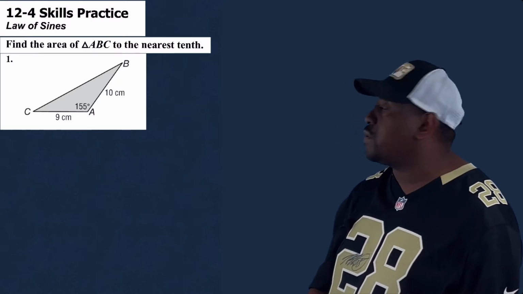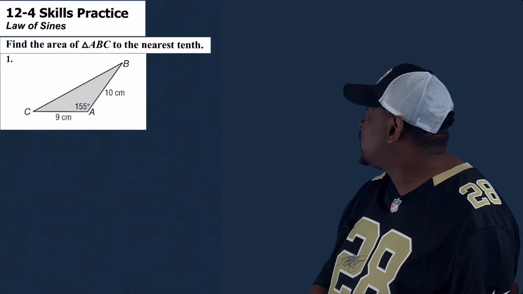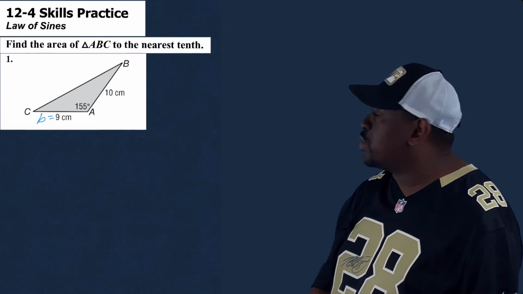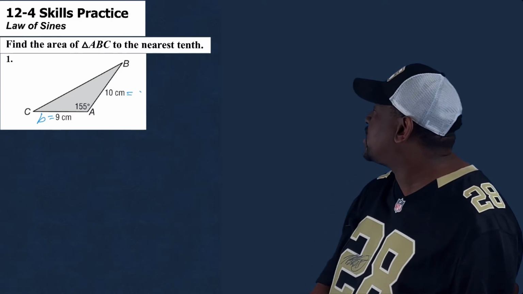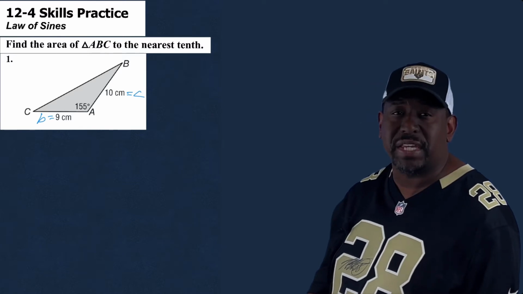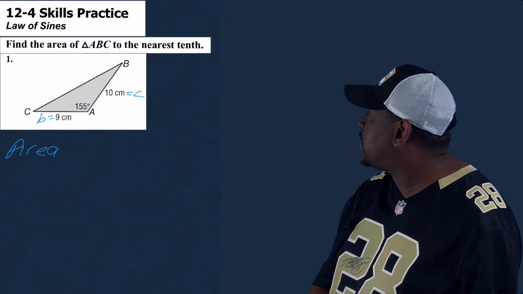So we start with this first problem that says find the area of triangle ABC to the nearest 10th. And so what you first want to do is label the sides that are given. Since 9 centimeters is opposite angle B, we call that side B. Since 10 centimeters is opposite angle C, we call that C.